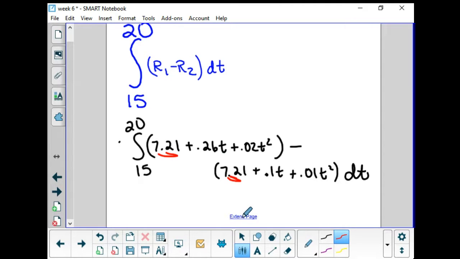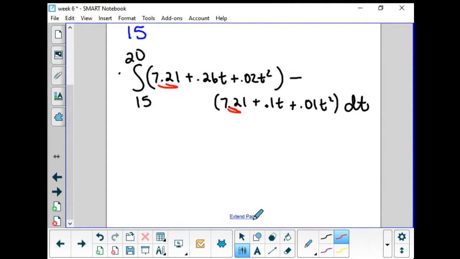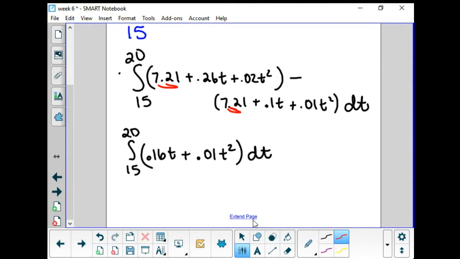And so if we continue with this, we're going to integrate from 15 to 20. It's going to be 0.16t plus 0.01t squared. Okay.